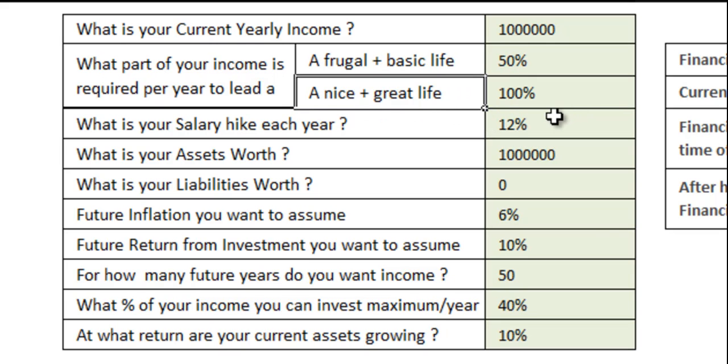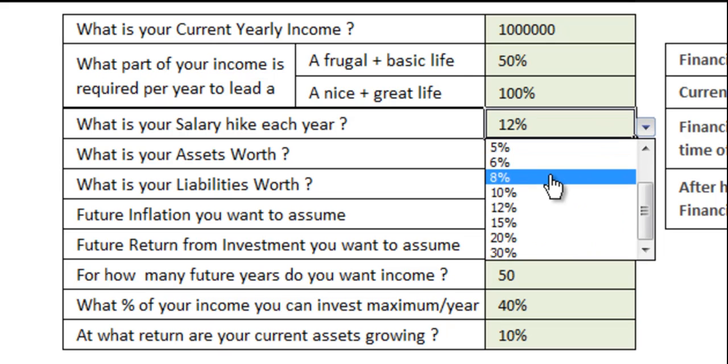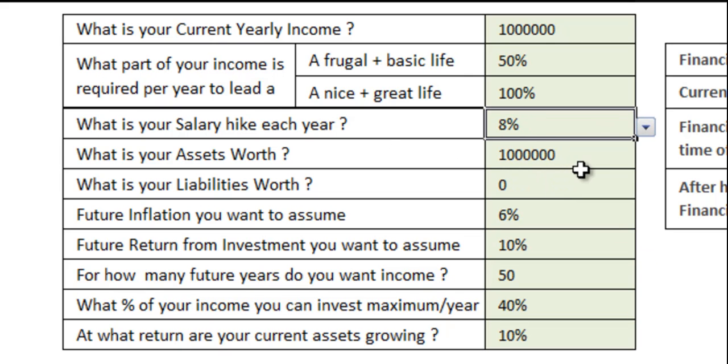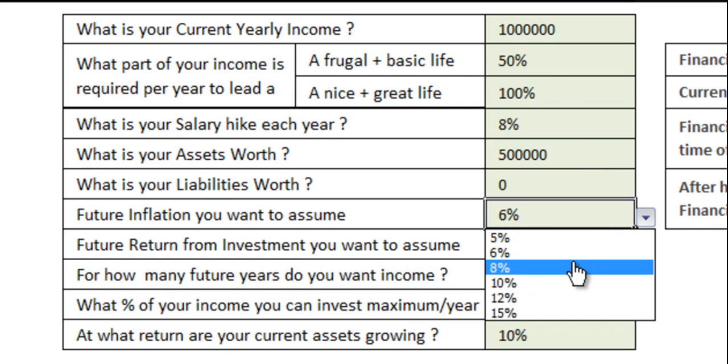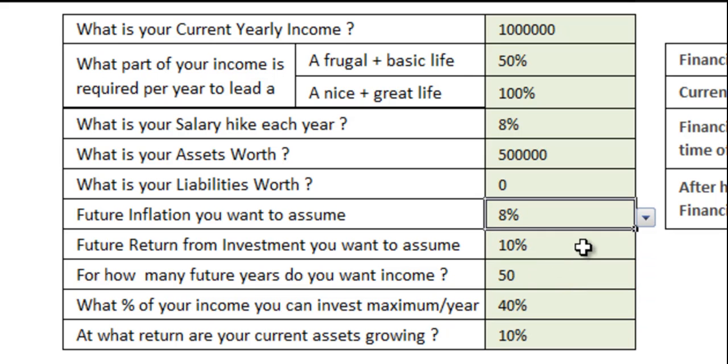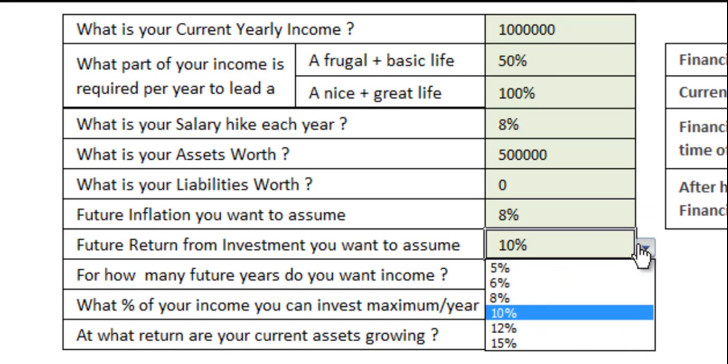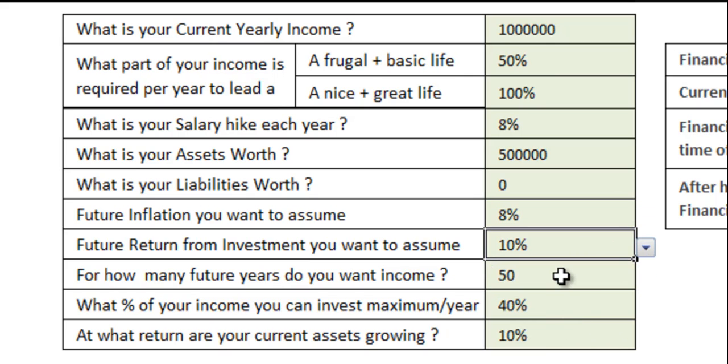And then what is your salary hike every year? Let's say you say that my salary hike is 8%. What are your assets worth? So you say that I have only 5 lakh worth of assets right now and I have no liabilities. And then you say what is the future inflation you assume? So you say that I assume 8% inflation in future. And then you say that I also assume a 10% return on my investment. And then for how long do you want income in future? Let's say you are financially free, for how long do you want income in your life? So you say that I want income for at least 30 years.